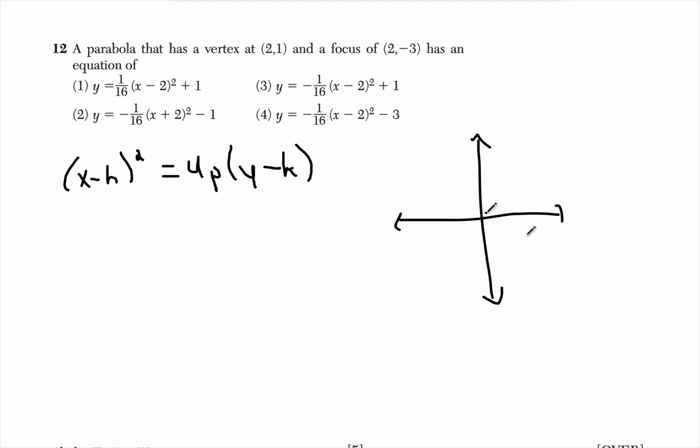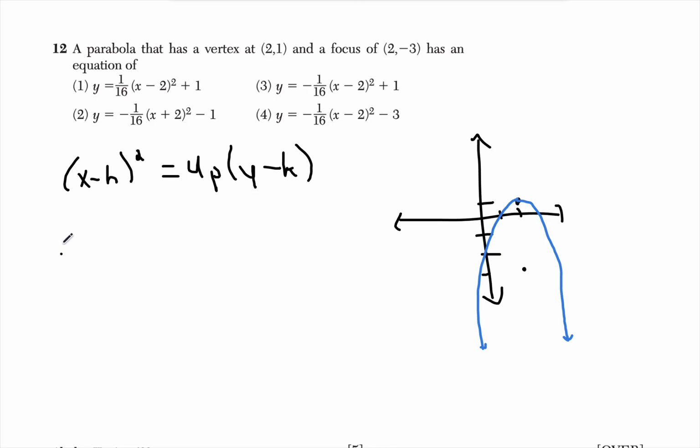I know my vertex is 2, 1, so it's going to be 1, 2, 1, 1, 2, 3. 2, 1 is my vertex. I know my focus is 2, -3. So that means I have a parabola that's kind of going down, because the vertex is always going to be like my turning point, or like my min or my max. And from here, you're basically using your vertex to get your h and your k, and using the distance between your vertex and focus to get your p.